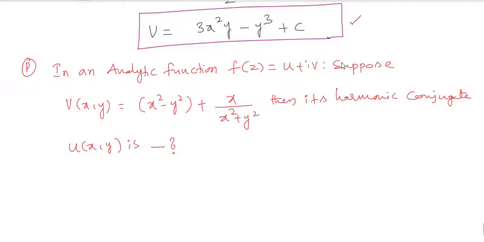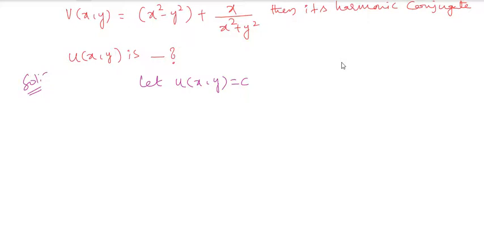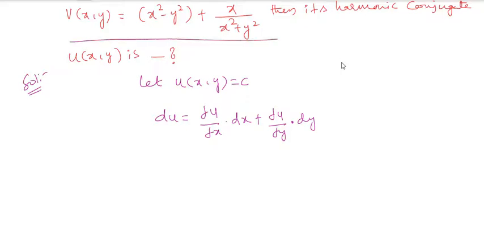This is the question. So direct thing, same as your earlier one. What you will do is, they gave v of x comma y, and they are asking u of x comma y. So you need to calculate the value of u of x comma y. Let u of x comma y be equivalent to some constant c. I'm just taking it here. So du will be ∂u/∂x into dx plus ∂u/∂y into dy. Right? So you know the value of v of x comma y, so you will have only vx and vy.